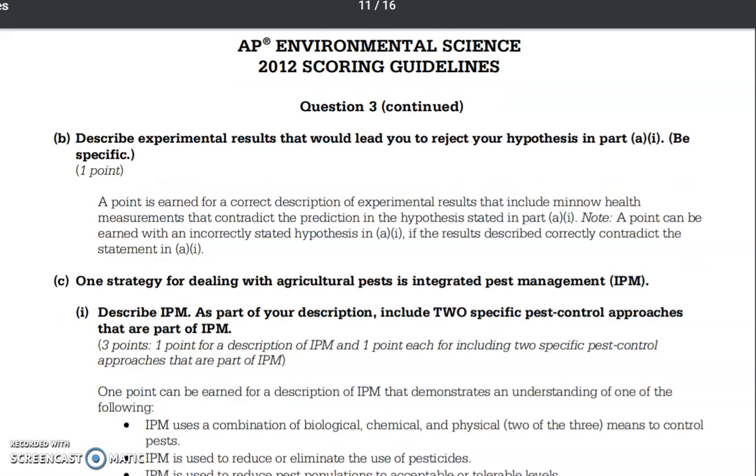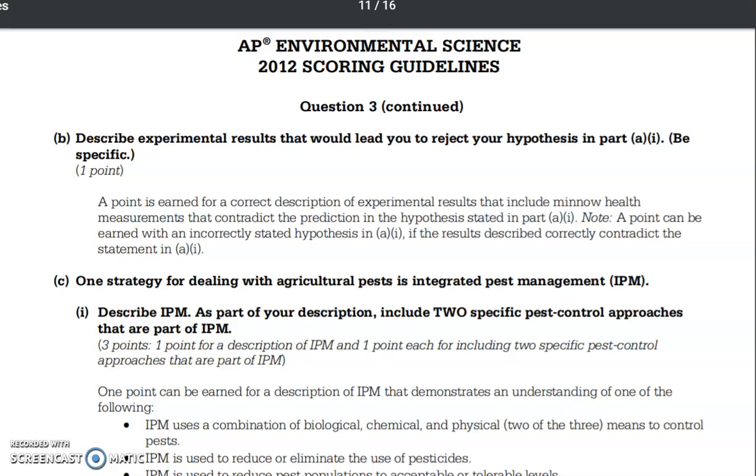Describe the experimental results that would lead you to reject your hypothesis in part A. So be specific. A point is earned for a correct description of experimental results that include minnow health measurements that contradict the prediction of the hypothesis stated in part A. So if you said that increased exposure to product X will cause an increase in minnow mortality, and then you did the experiment and you increased product X and it did not impact minnow mortality, that would be experimental results that would reject your hypothesis.